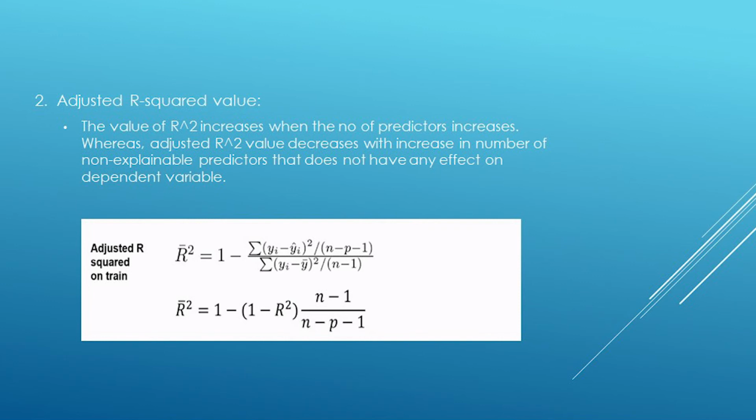So the formula for adjusted R square is: adjusted R square is equal to 1 minus (1 minus R square) times (n minus 1) divided by (n minus p minus 1). Here n is the number of observations, the number of cases, and p is the number of predictors. This is the formula which is used for R square and adjusted R square on the training data set.